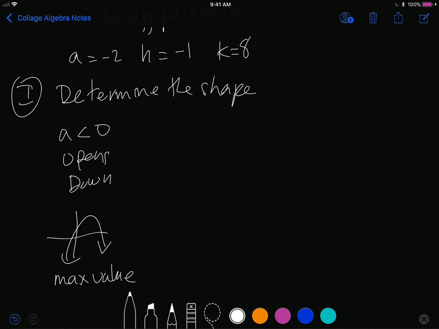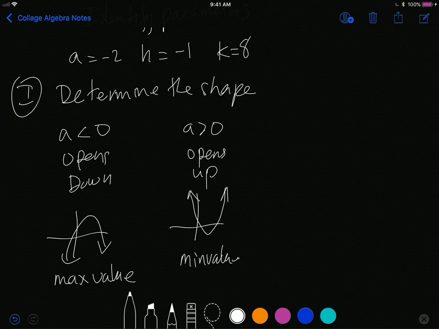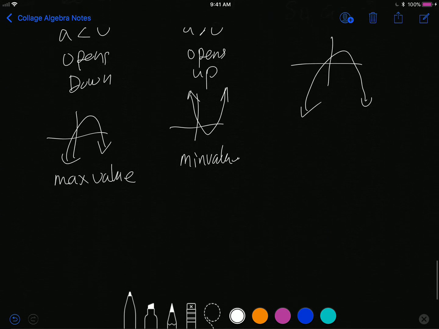When a is greater than 0, the graph opens up. So the graph will look like the previous one we just drew, and has a min value. The min will be down here, the max will be up here. And of course, for our graph, a is equal to negative 2, so that's less than 0, so our graph will open down. So at the end, when they're asking us for the min or max, it will be a max value. Step number 1.